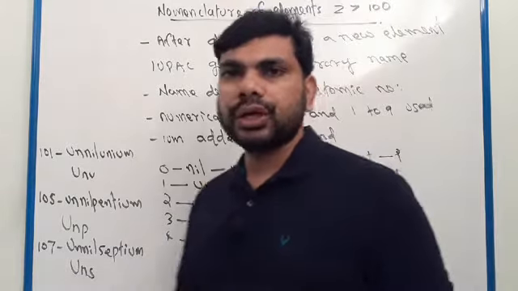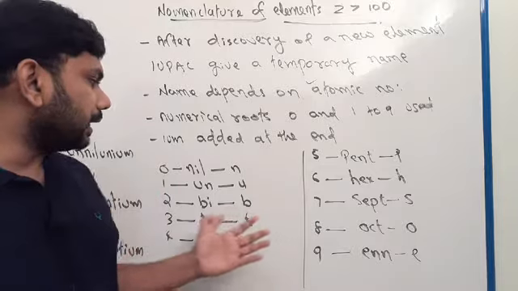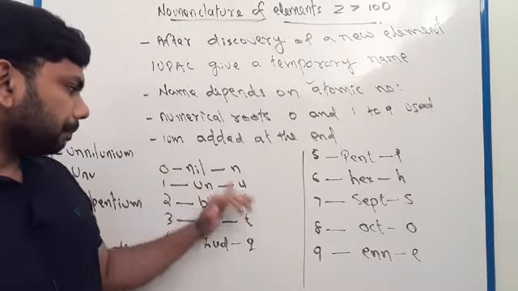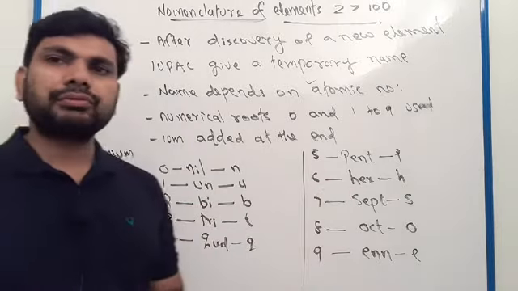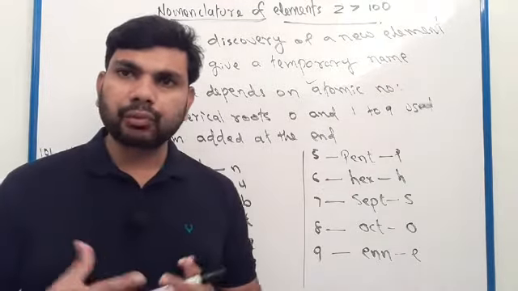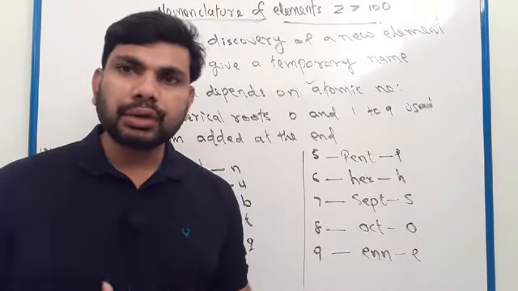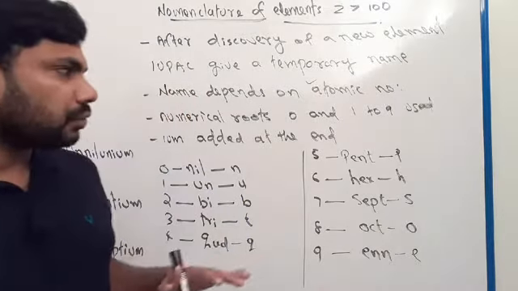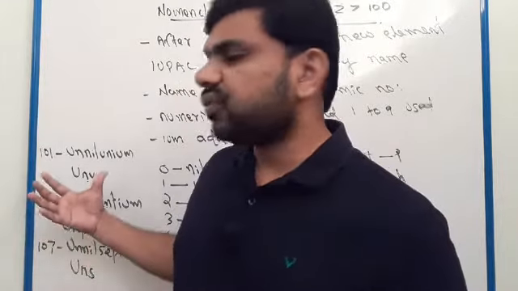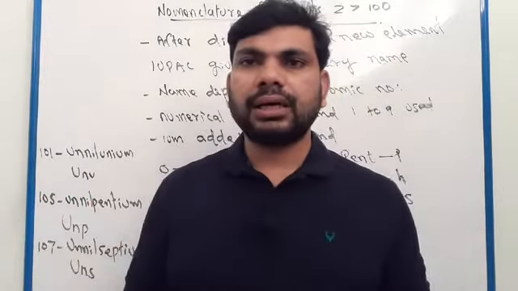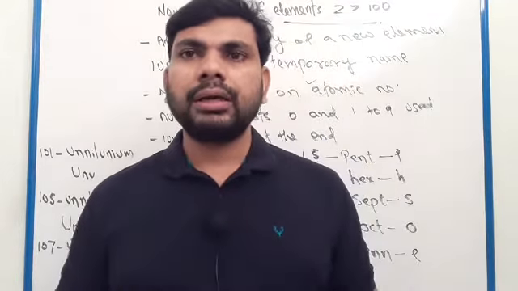So you have to remember these different numbers and their symbols. This is called numerical roots. You have to remember the numerical roots for 0 and 1 to 9. Then you can name and find the symbols of elements with atomic number greater than 100.